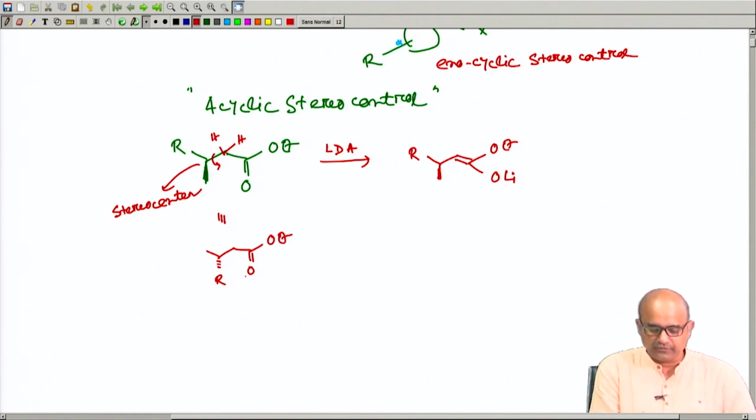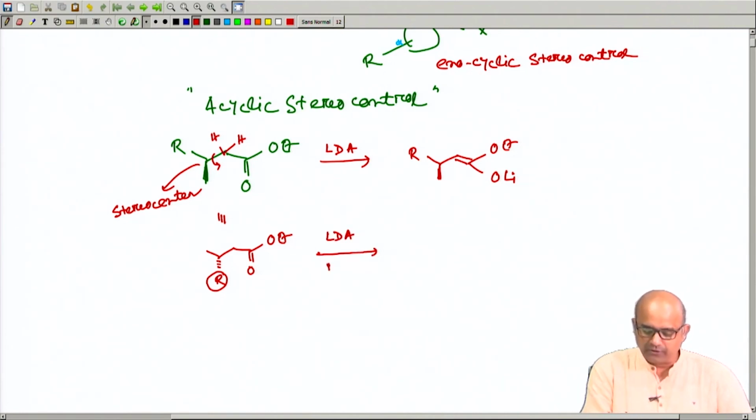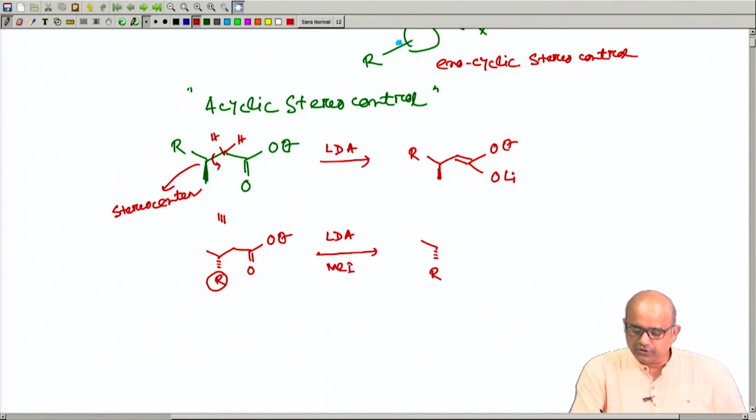Both the compounds are same because their absolute configuration is same. R I did not specify, but the nature of R is very important. Now, the more bulky the R is, now what you are trying to do? You add a similar base, and you add an electrophile like methyl iodide. Now, it basically means that your stereo controlling group blocks the below face of the enolate.